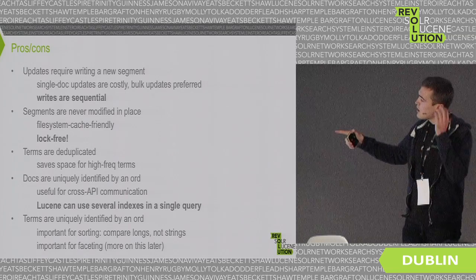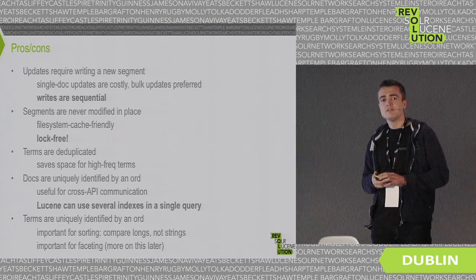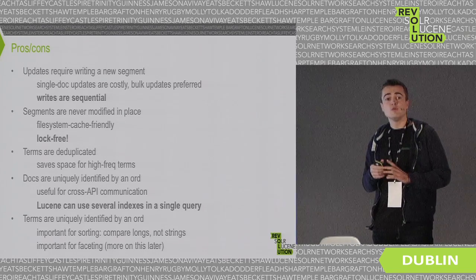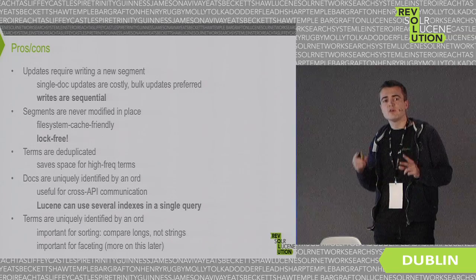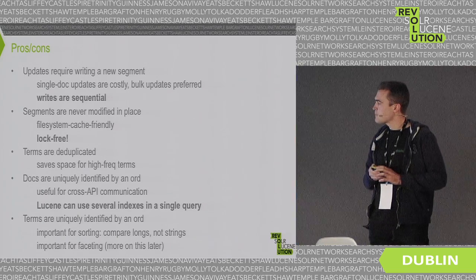Another very important advantage of Lucene compared to traditional databases is something that people don't always realize: Lucene is able to use several indexes at the same time. Again, we'll get into it in the next slide.